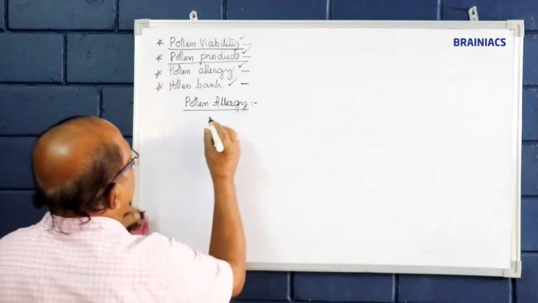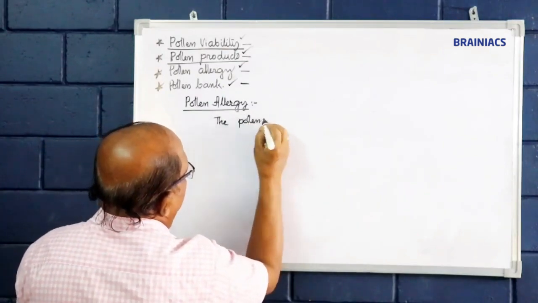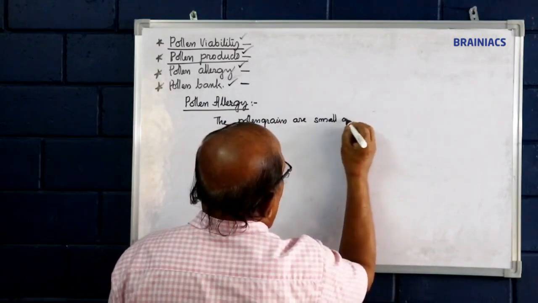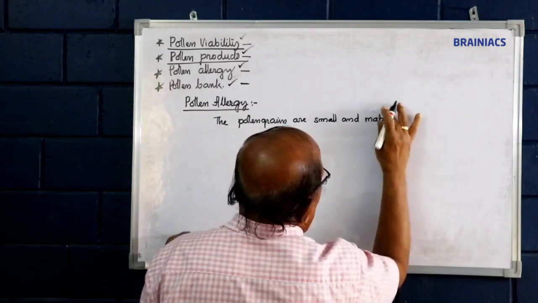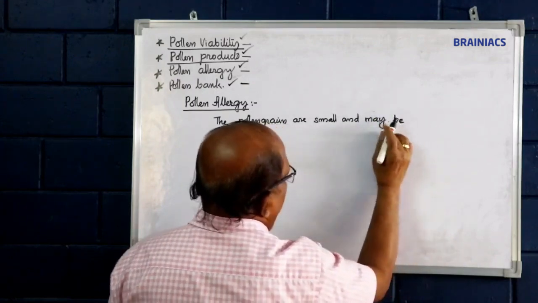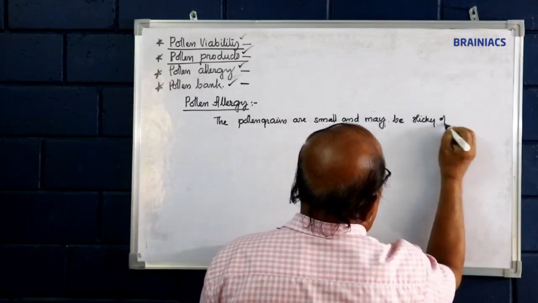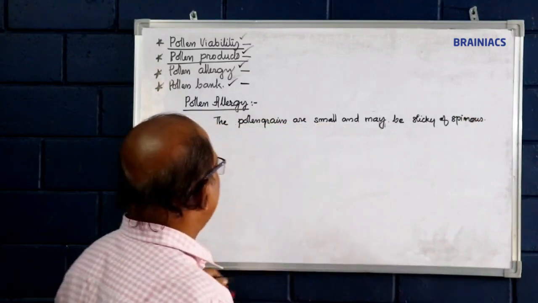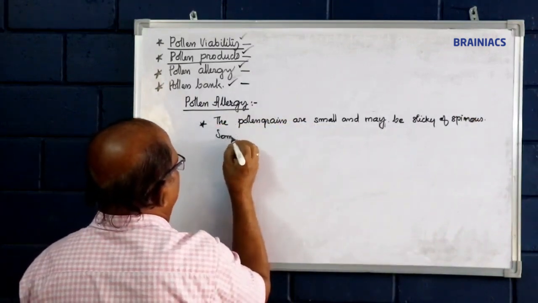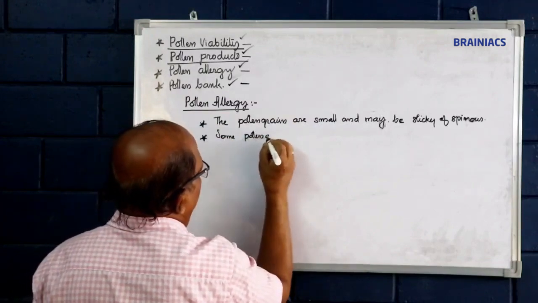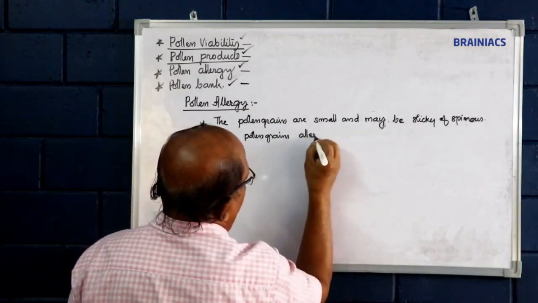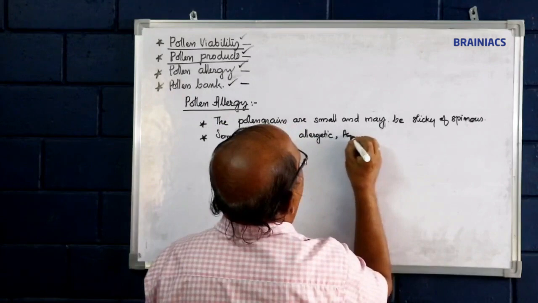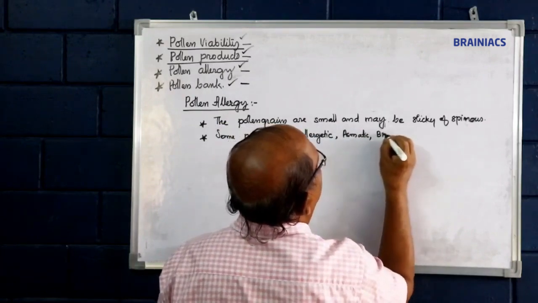See, for example, the pollen grains are small and maybe sticky or spinous. Some pollen grains are allergic, asthmatic or bronchitic, etc.